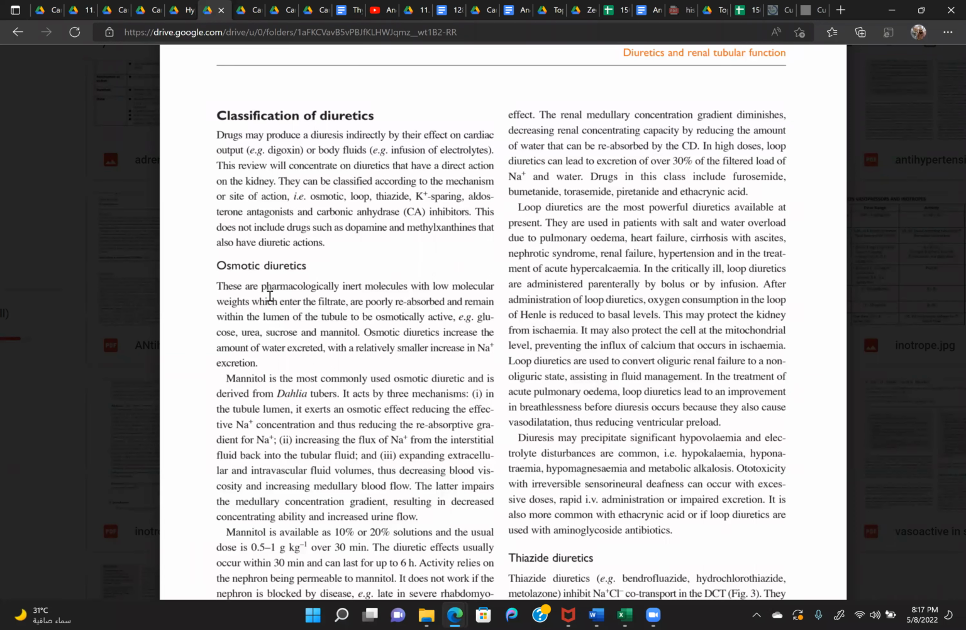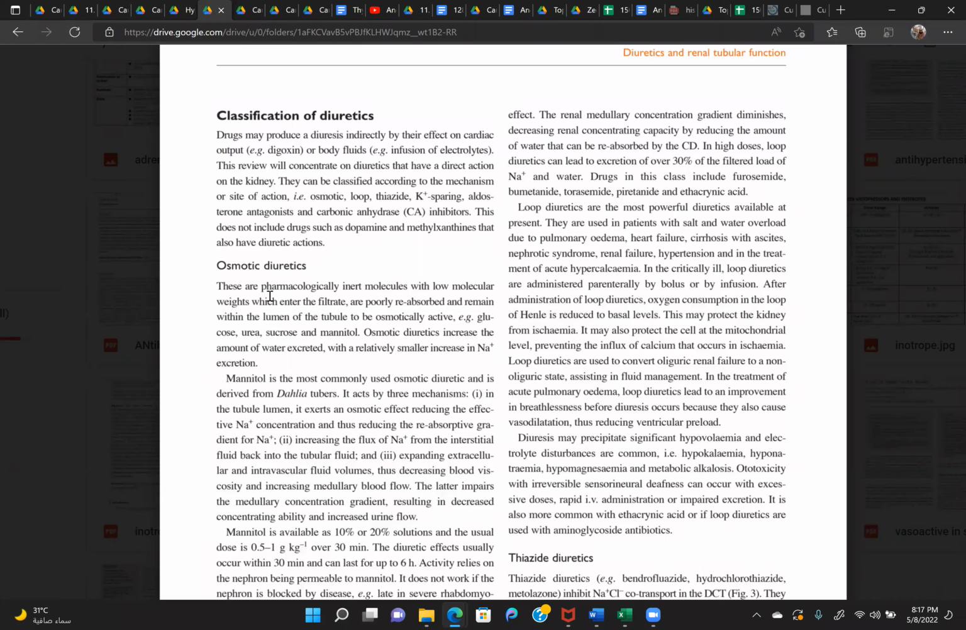Okay, so is the thick ascending limb usually permeable to water or impermeable to water? Impermeable, I think. What are they doing? They are acting on the sodium-potassium-2-chloride channel. Yes, the loop diuretics block that channel.